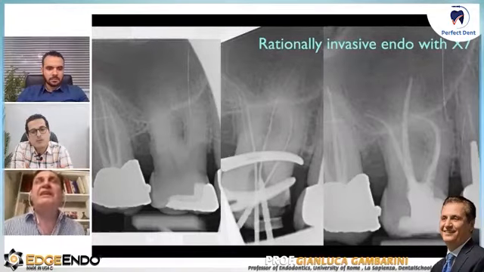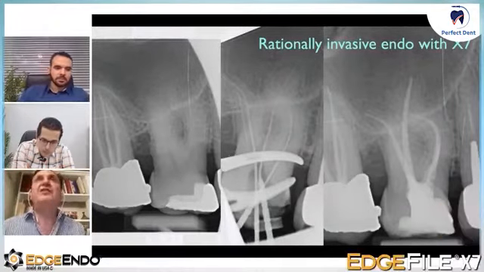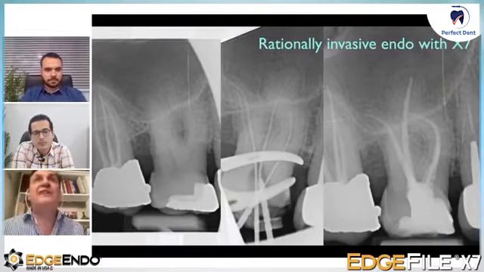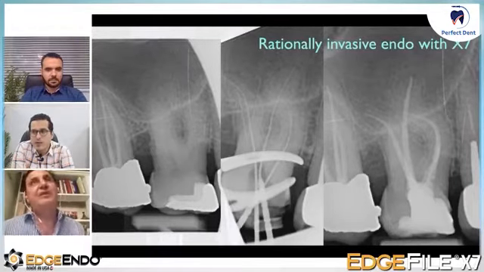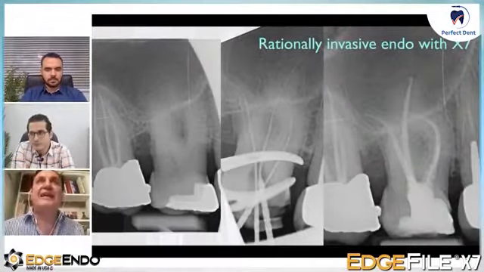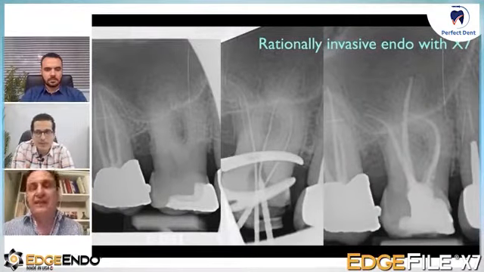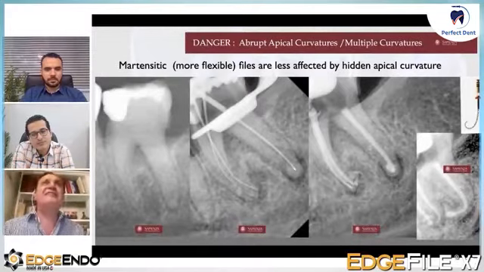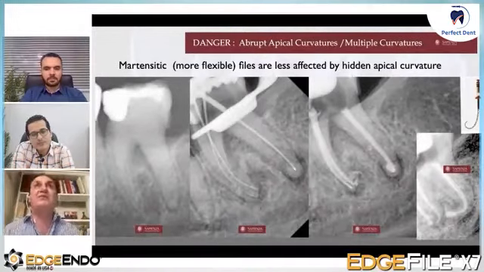So the general rule here is, if you need your instrument for better cleaning, you only have to touch the canal walls, not cut the canal walls. If you need to shape the canal a little bit differently, then you have to cut, and you do it with the selective flaring. And obviously you have to understand that the apical curvature, sometimes you see, sometimes you don't see.